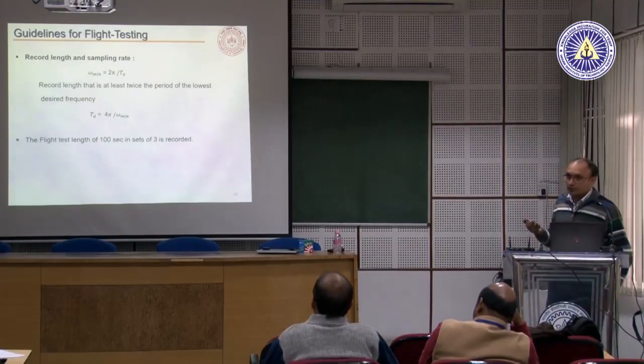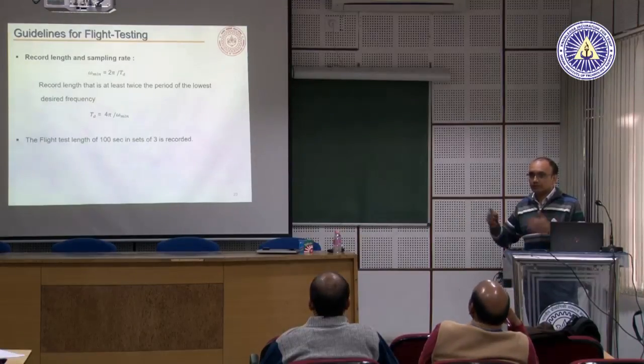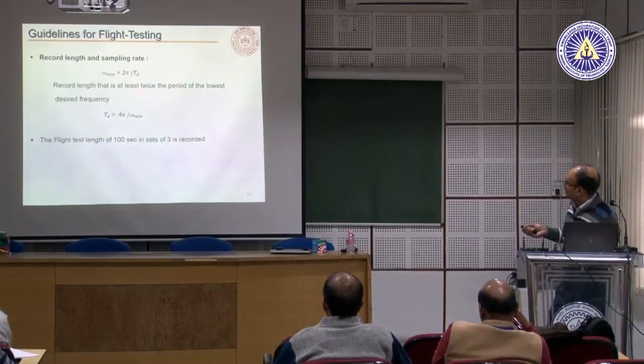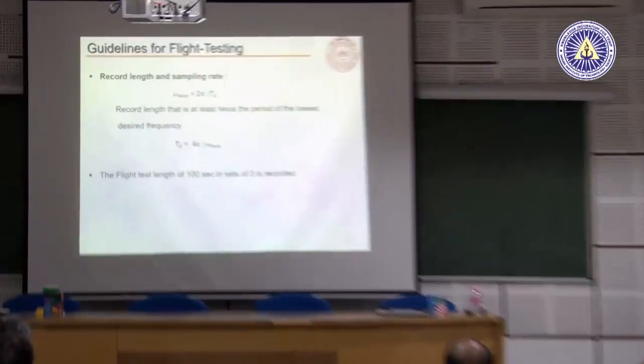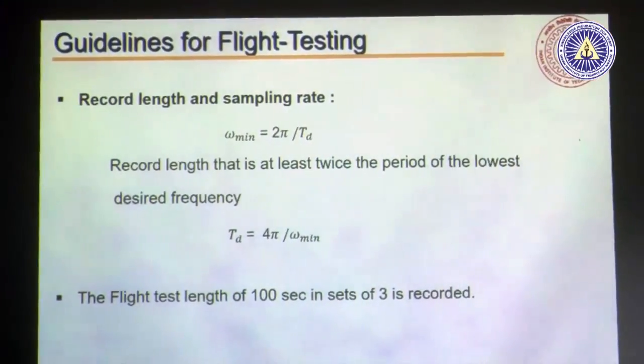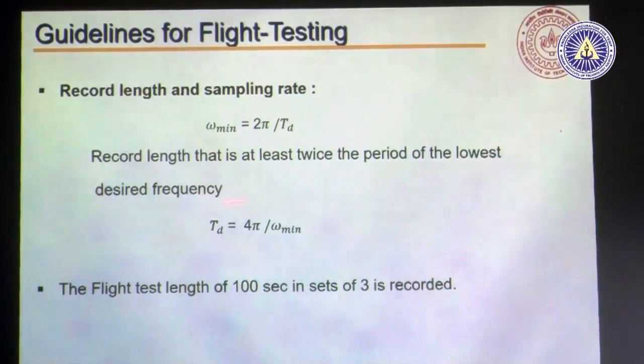So, what is the recording length? If I have to go and do the flight, how long should I be flying the helicopter? How much data do I have to collect? Depending on what omega min you are trying to measure, 2 pi by omega min will give you that. So, the record length should be at least twice the period of the lowest desired frequency. The time duration for my flight test would automatically come from this.